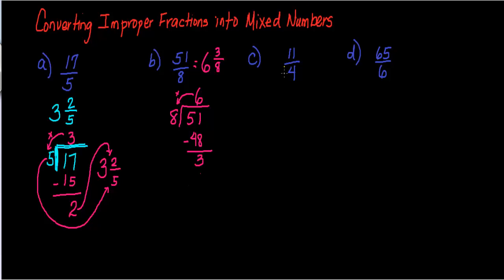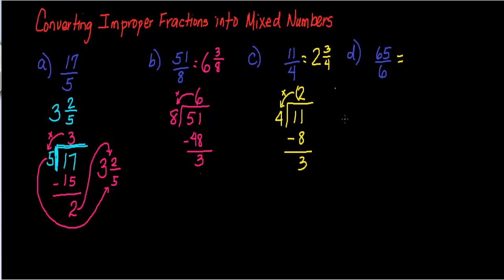Let's do the next example. 11 divided by 4. The horse stays outside the house, the man goes inside the house. 4 fits into 11 twice. 4 times 2, that will be 8. And when you subtract, you get a 3. So 11/4 is 2 and 3/4. The numerator is your remainder, the denominator is your divisor.